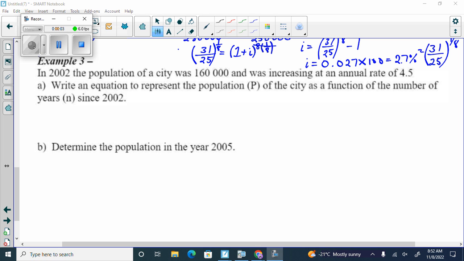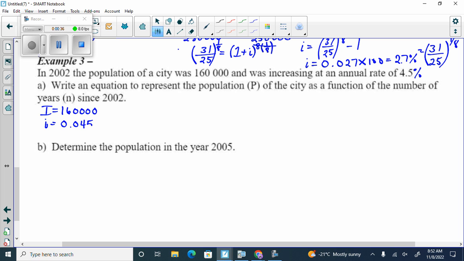The population of a city was 160,000. And once again, we don't know for sure if that's the initial or the final. We have to keep reading. And was increasing at, it was the initial, just when I started, just got there, right? Because it is increasing at a rate of 4.5, should say percent. I somehow did not put that there. So we know the initial is 160,000. My little i is 0.045.